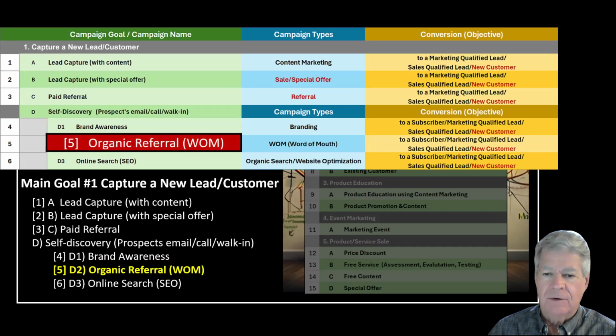Campaign number 5 is an organic referral, word of mouth, here listed as D2. The campaign type is word of mouth. Conversion and objective is to a sales qualified lead or to a new customer. Organic referral campaigns are traditional word of mouth advertising that can generate leads and new customers outside your campaigns. Word of mouth advertising is free, but all your campaigns will boost word of mouth referrals organically. Brand marketing campaigns are especially good because they describe your business to your target market, including many who are just becoming aware that your business is in the community.